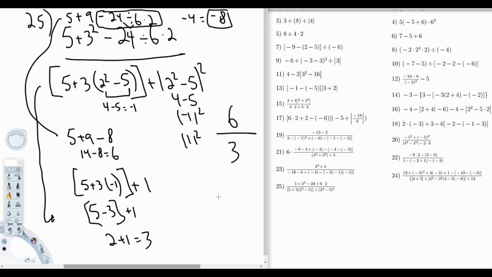6 over 3 equals 2, and that is the answer. So there you go. That's the answer for that.